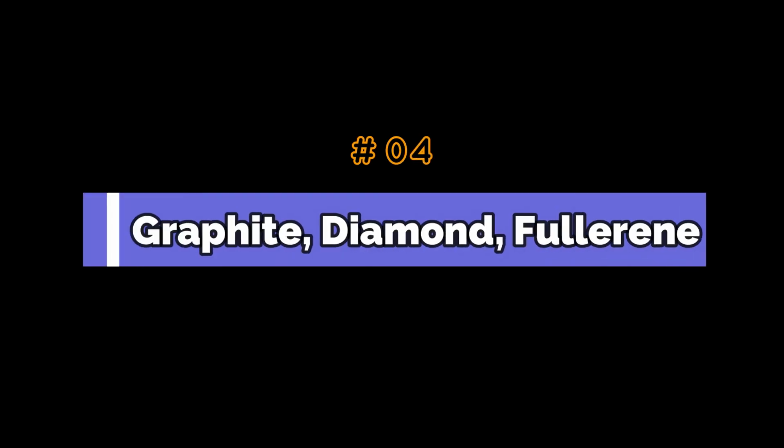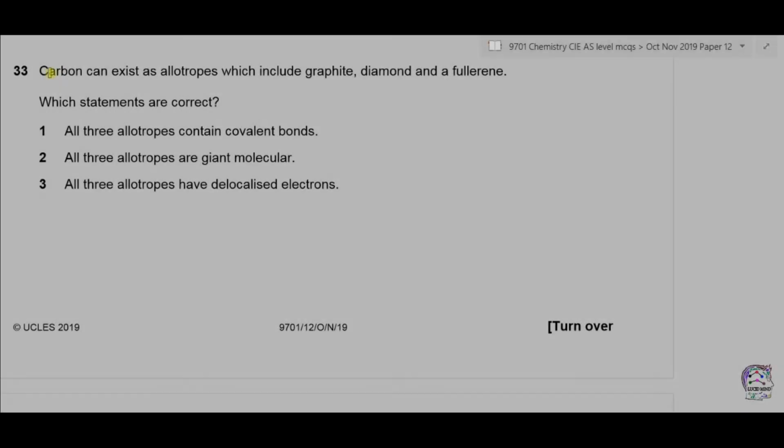Question 30. Question 33. Carbon can exist as allotropes which include graphite, diamond and a fullerene. Which statements are correct? Option 1. All 3 allotropes contain covalent bonds.